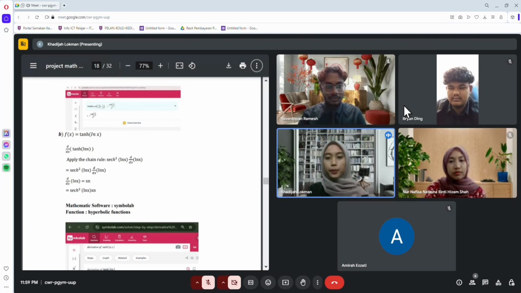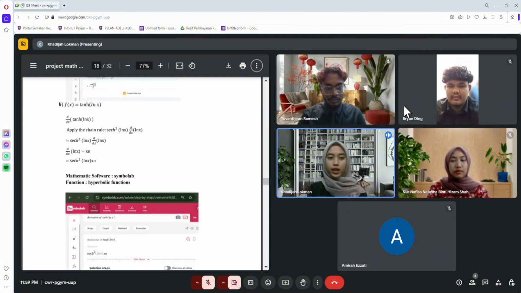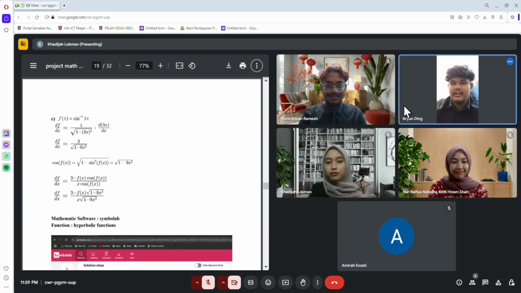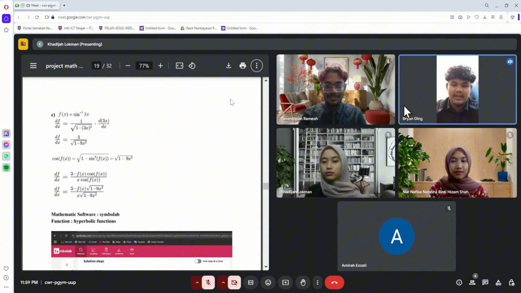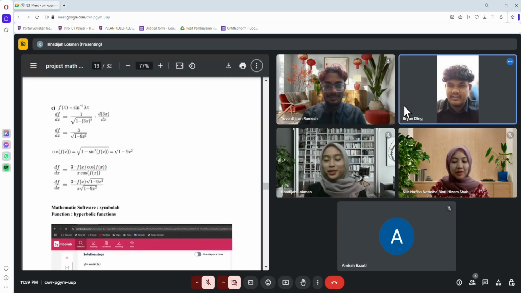So we get d/dx of tan of ln x equals sec squared of ln x multiplied by 1/x. We use mathematics software like Symbolab. For the third question, the method is we need to use the chain rule and simplification. First step, we need to recognize the function.